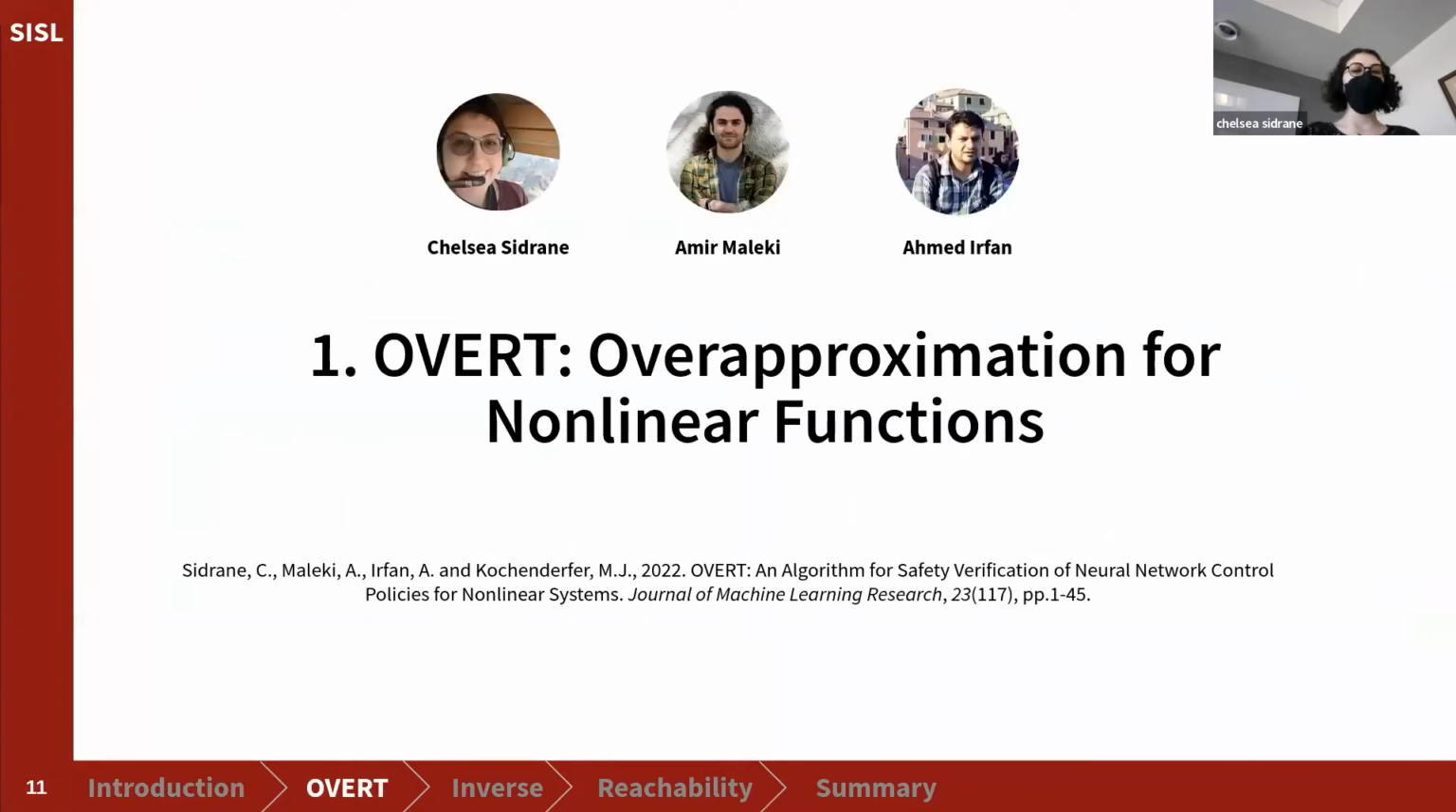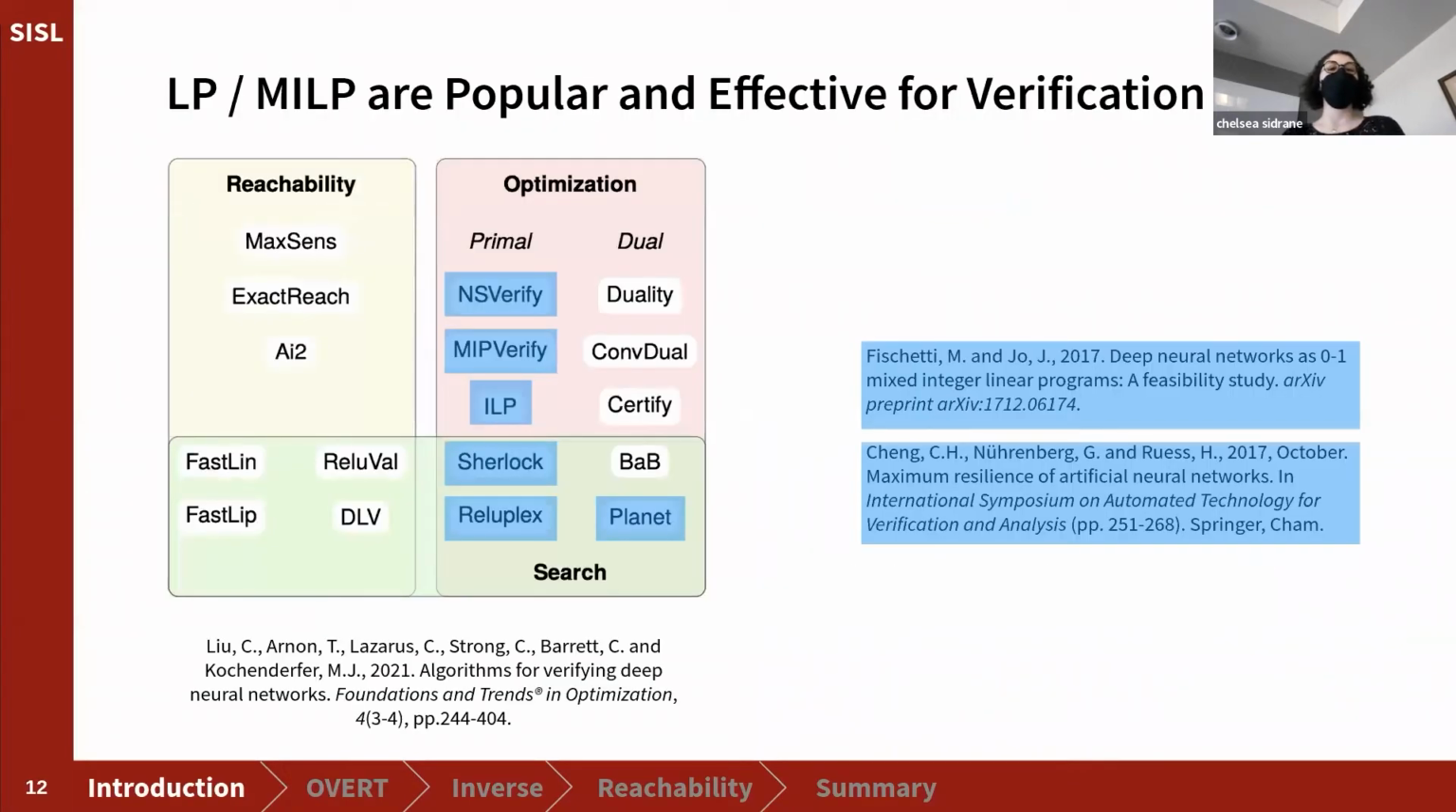First, I'll talk about OVERT, overapproximation for nonlinear functions. So a large number of neural network verification methods, everything I've highlighted here in blue, relies on linear programming or mixed integer linear programming. These are optimization problems that can have linear constraints and a linear objective, and in the case of an MILP, real and integer valued variables. We'd really like to use linear programming or mixed integer linear programming because they're really well-studied problems, and there are a lot of commercial solvers that have had tons of money and time invested into them, making them fast and efficient.